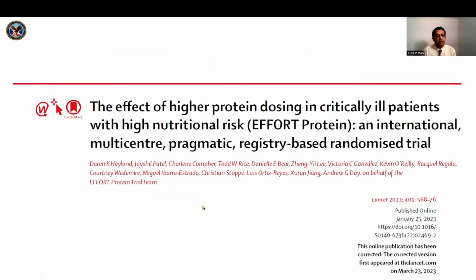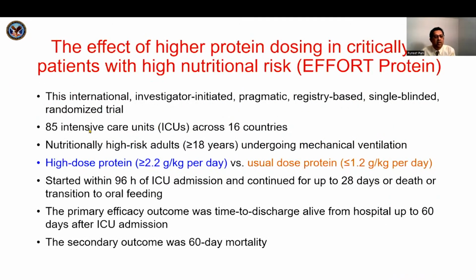The last part of this talk focuses on the most recent trial, which just came out a month and a half ago, called the EFFORT Protein trial, which evaluates the effect of higher protein dosing in critically ill patients with high nutritional risk. It's an international, multi-center, pragmatic, registry-based randomized trial. It was performed in 85 ICUs across 16 countries. Patients chosen were nutritionally high-risk adults over 18 years and undergoing mechanical ventilation.